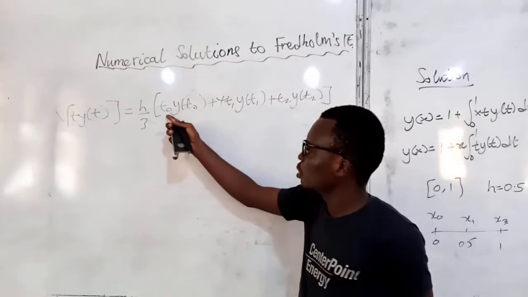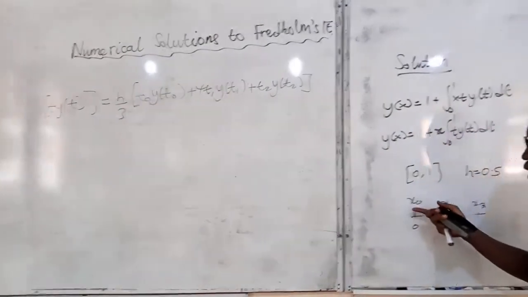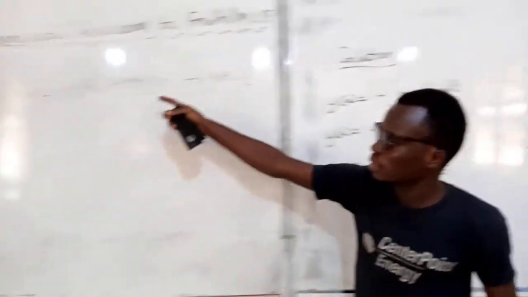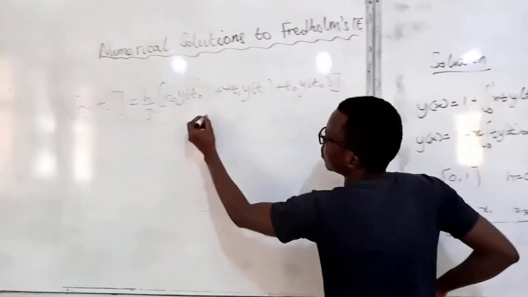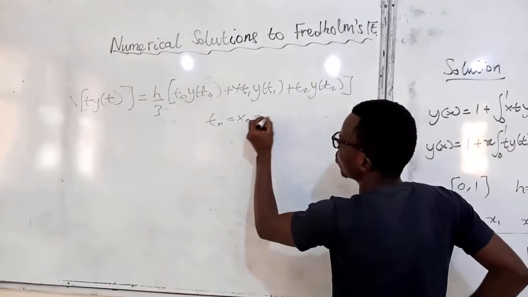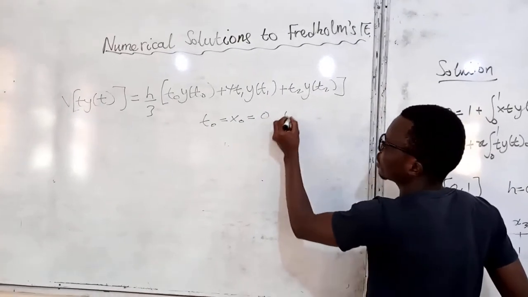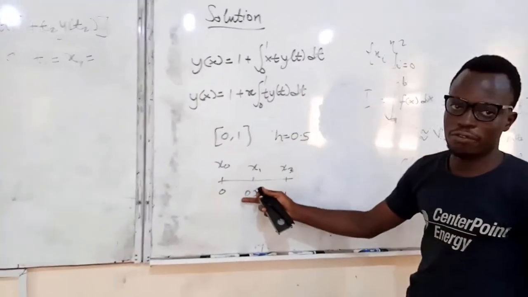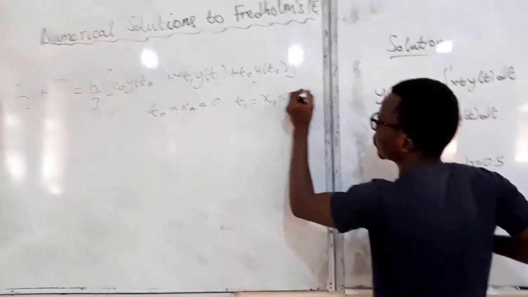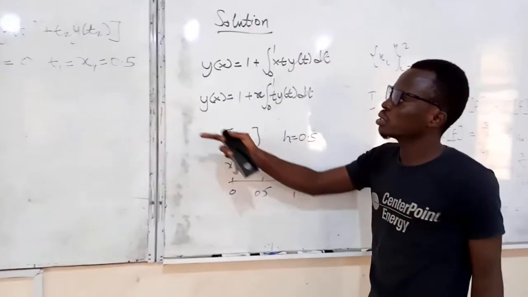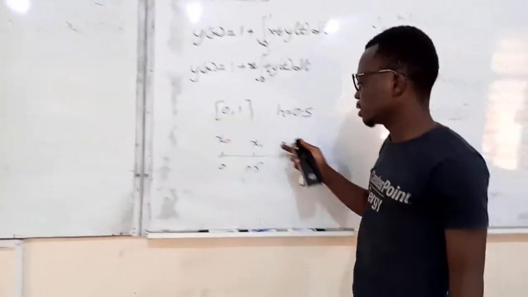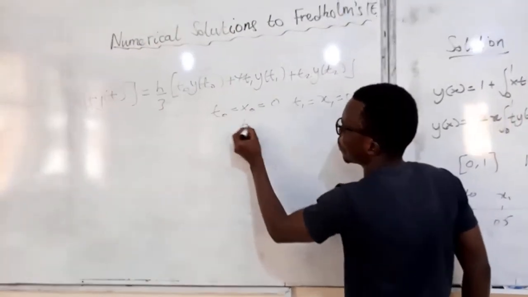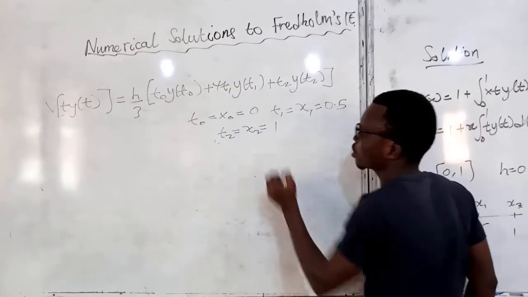Now t naught and s naught are the same, so we have 0 for t naught. And t1 and s1 are the same, we have 0.5. And t2 and s2 are also the same, so we have t2 equal to 1.